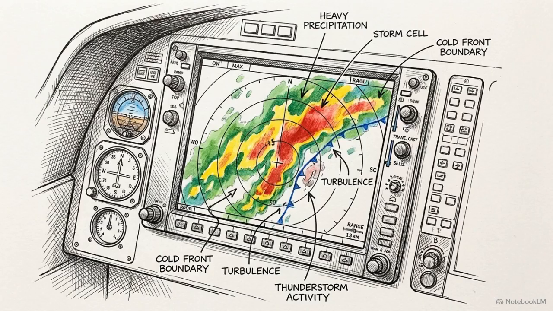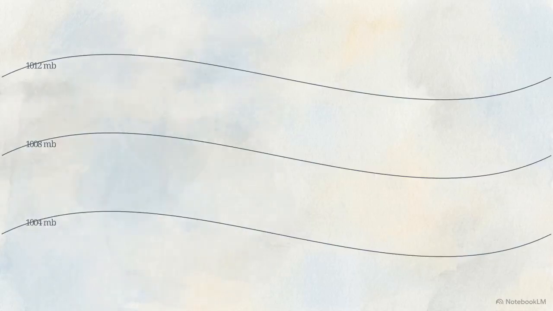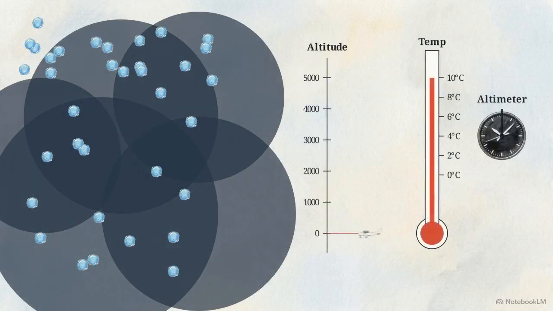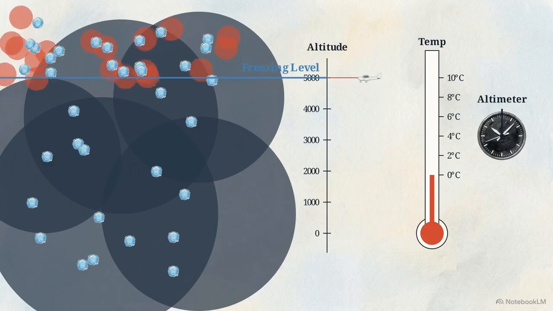To avoid these conditions in flight, pilots have to understand macrometeorology. They need to know exactly where the highest density of supercooled liquid water is hiding. In a standard atmosphere, the temperature drops by about 2 degrees Celsius for every 1,000 feet of altitude gained. This lapse rate provides a rough mathematical baseline to estimate the freezing level.